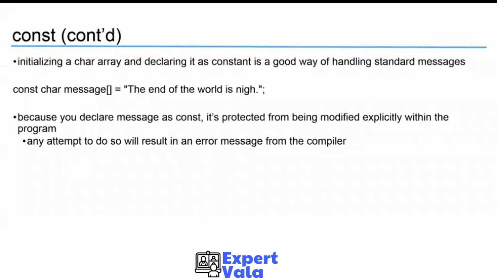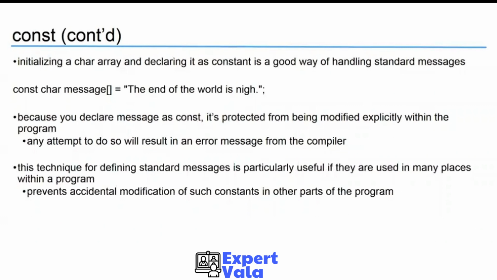And now you can use this for a standard message that may be displayed as output in various parts of the program. The technique for defining standard messages is particularly useful if they are used in many places, like I mentioned. It prevents accidental modification of such constants in other parts of the program, just like magic numbers. So with constants, you want to use them in your program. There are two ways to employ them, essentially: using define and using the const keyword. Please pay attention to this.